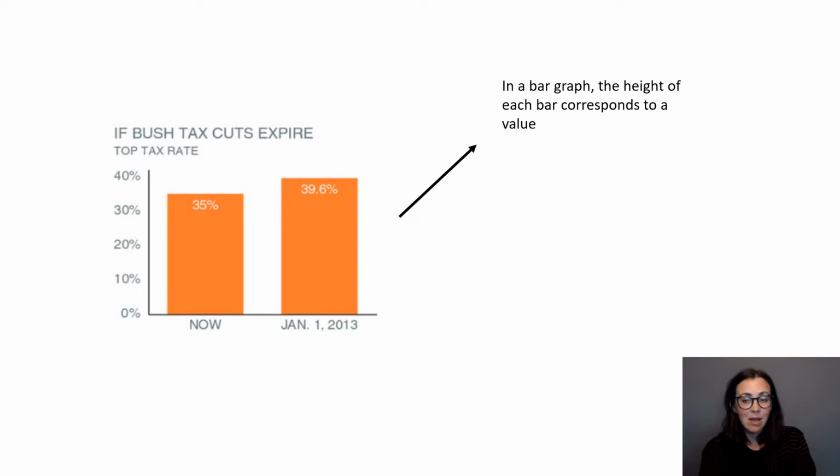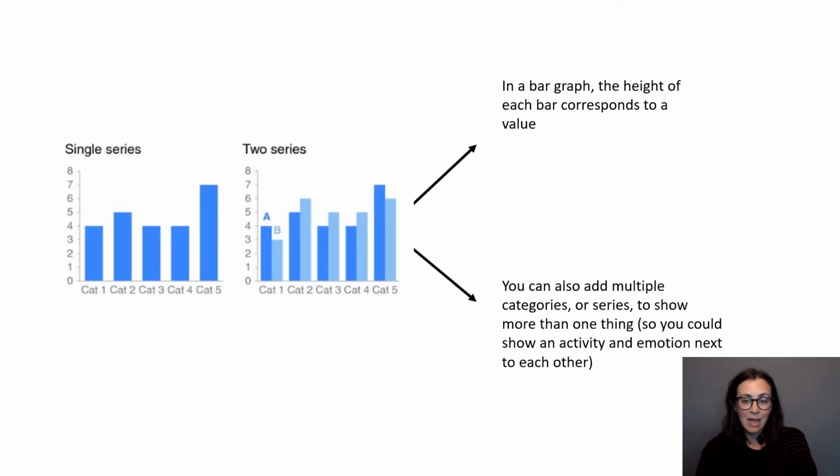And then one of the most common forms of data visualization is the bar graph. In a bar graph, the height of each bar corresponds to some value. You can also add multiple categories to show more than one thing. So you could show an activity and an emotion next to each other. So those are all probably data visualizations you've come across either as a consumer of information or as a producer of it.